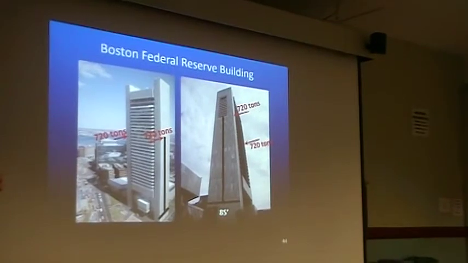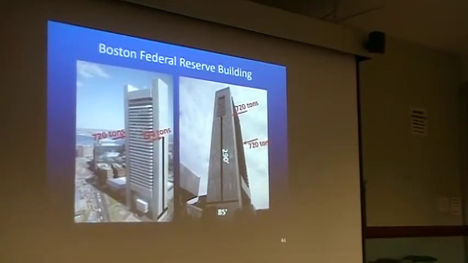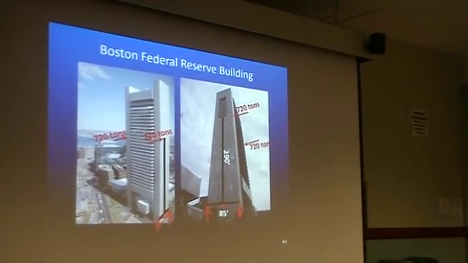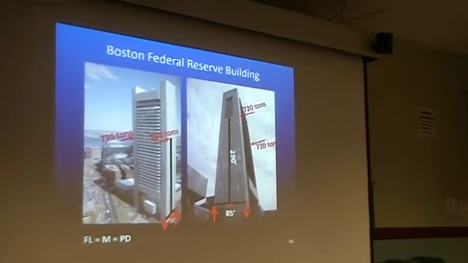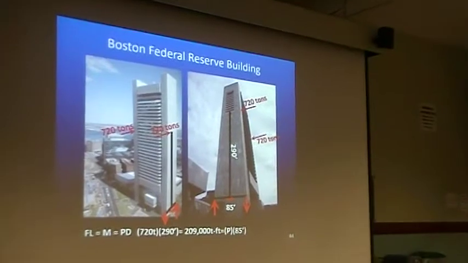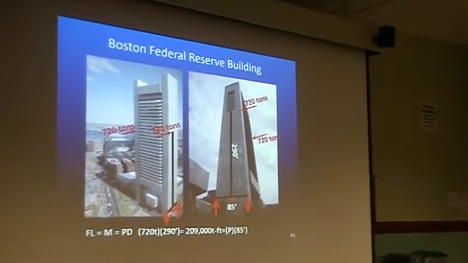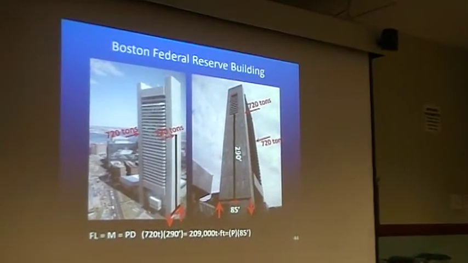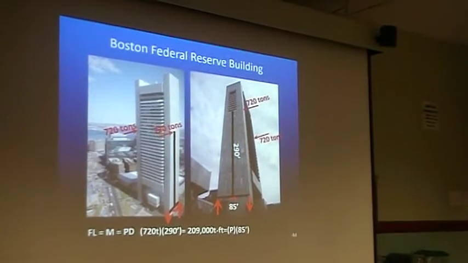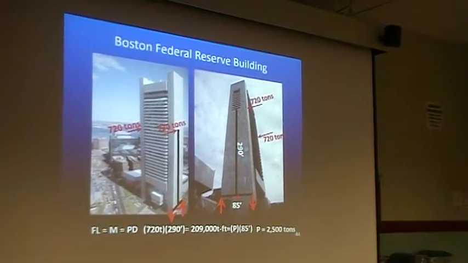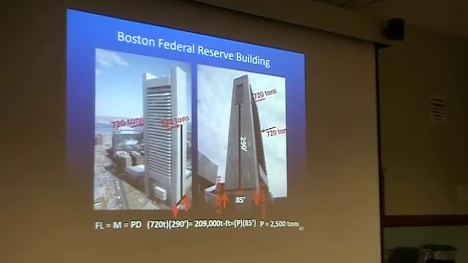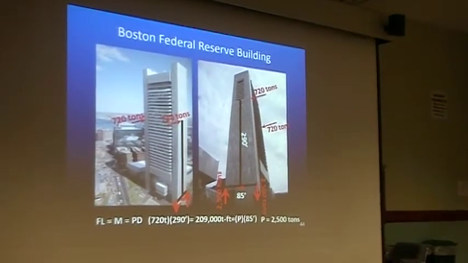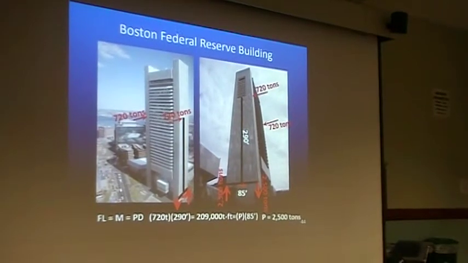The base is 85 feet. Halfway up the building is 290. We're getting a quick handle of what's actually happening. We know the force times the length equals the base moment, 209 ton-feet. Divided by 85 gives you the pushing and pulling value. There's 2,500 tons happening at the four corners of the building. 2,500 tons is a lot of freaking force.